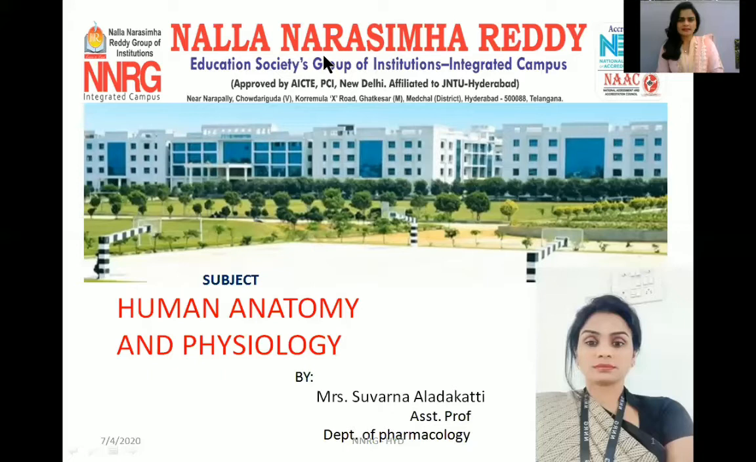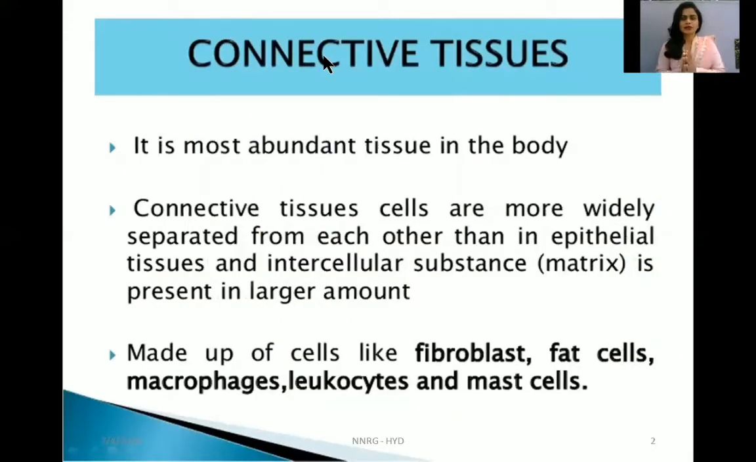The subject that we are discussing in this series of videos is human anatomy and physiology, and today we will discuss connective tissue. Connective tissue is very abundant and widespread in the body. These cells are usually separated from each other, compared to epithelial tissue, where the cells are very closely connected. The extracellular matrix is very little in epithelial tissue, whereas in connective tissue the extracellular matrix, that is the matrix present in between the cells, just outside the cell, is more, because here the cells are comparatively loosely connected with each other.